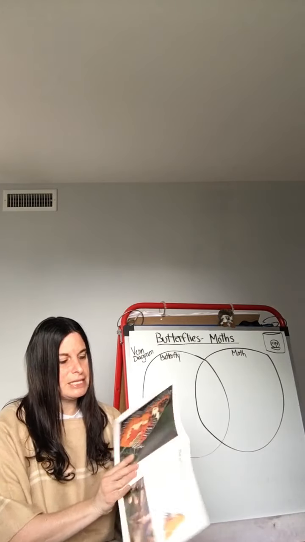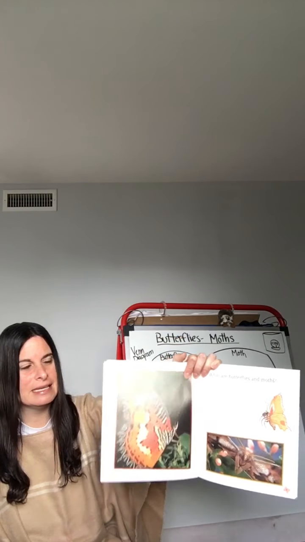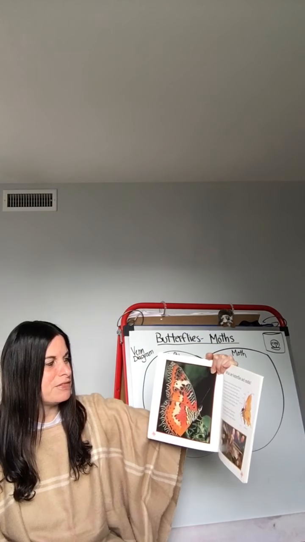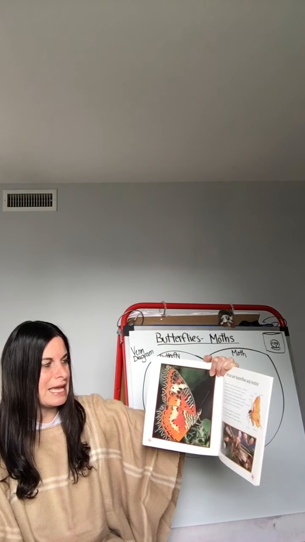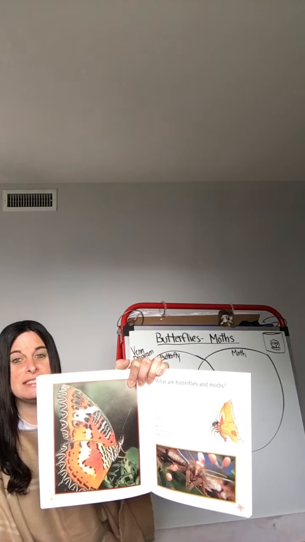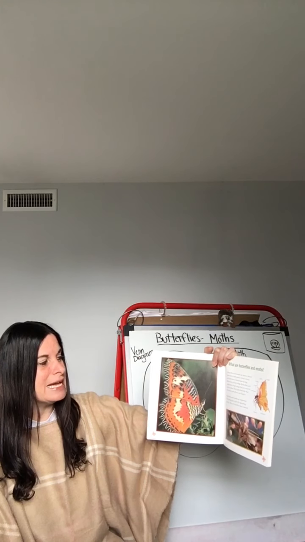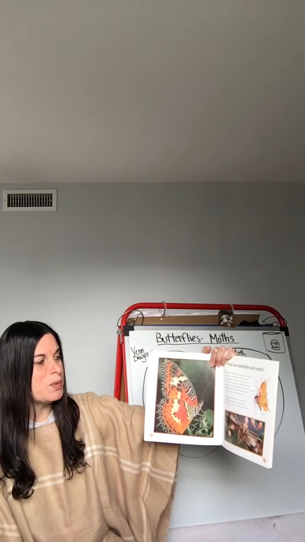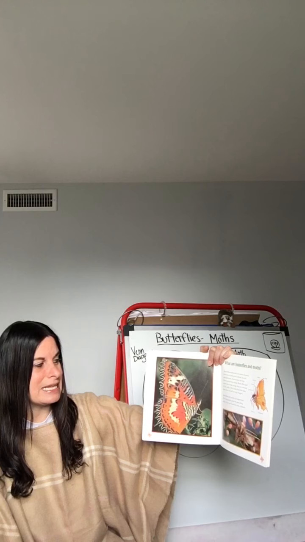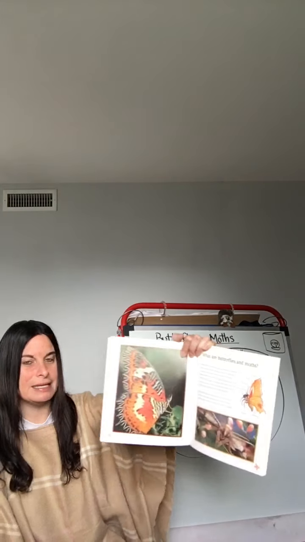All right, so it says here, what are butterflies and moths? Butterflies and moths are insects. Okay, they have 3 body parts. They have a head, a thorax, and an abdomen, and all insects have 6 legs. Butterflies and moths have large wings that are covered in tiny scales. Butterflies and moths are important. They help plants grow by spreading pollen.